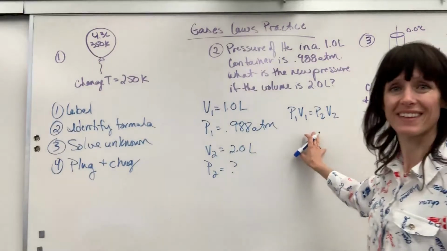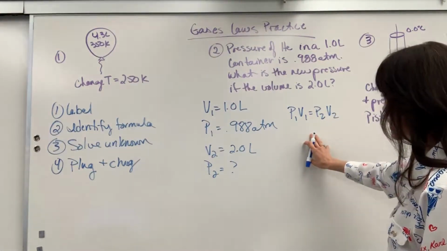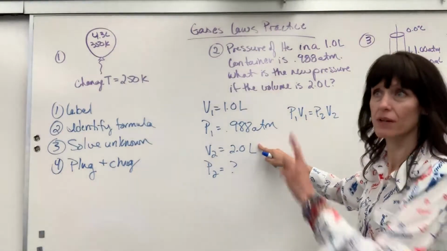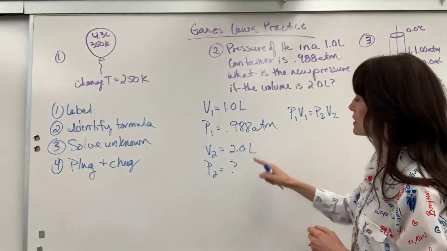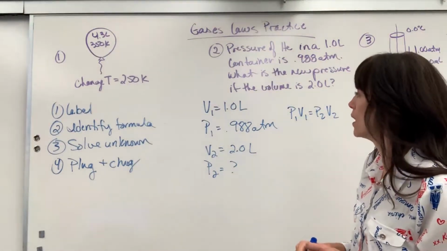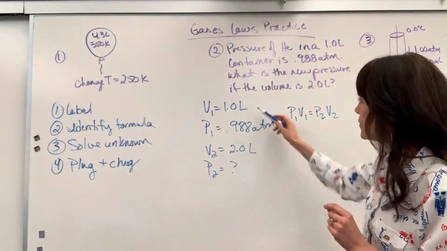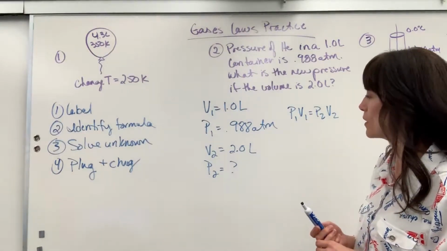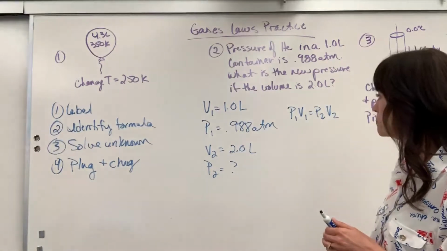And I remember that this is indirectly related. So if the volume is increasing, volume is going up, the pressure is going to go down. So I'm going to predict that that pressure is going to be less than 0.988. In fact, I'm going to predict that it's half. If volume is doubling, I'm going to predict that the pressure is going to decrease by a factor of 2.